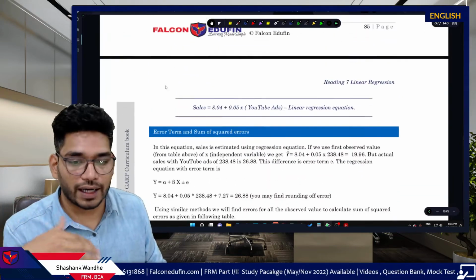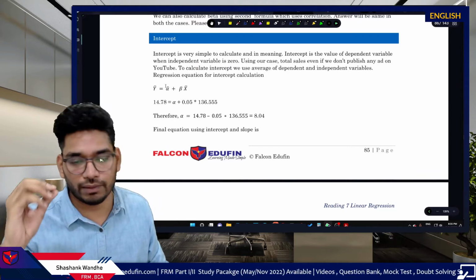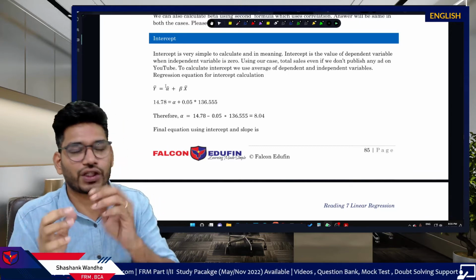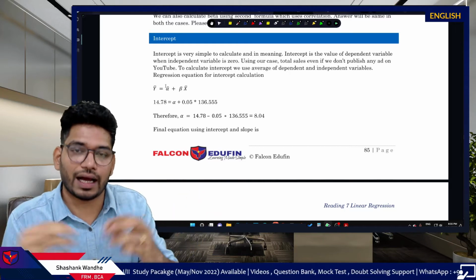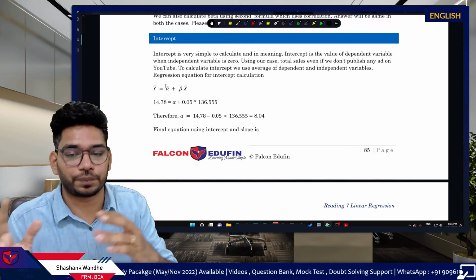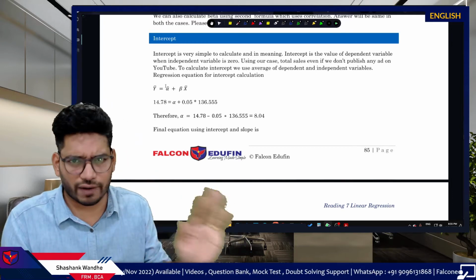This is the first part, and you must know this particular part because, again, this is GAP's favorite area. GAP likes to test this portion in a way where they provide the basic information, like alpha and beta may be provided, and you'll be asked to calculate, say, what is the impact on y if x is xyz, whatever it is.